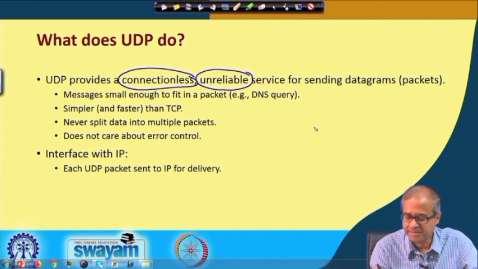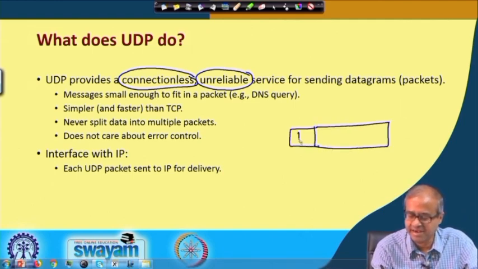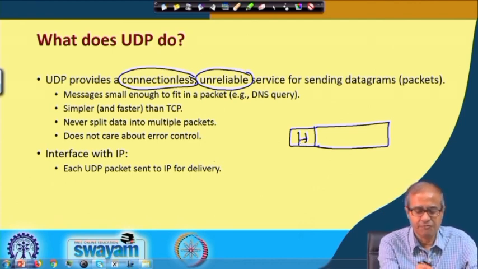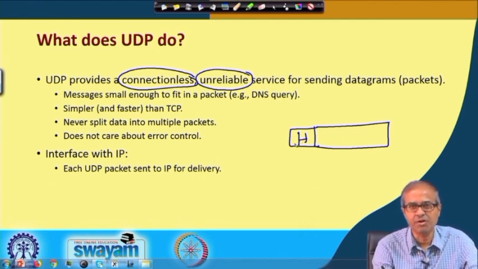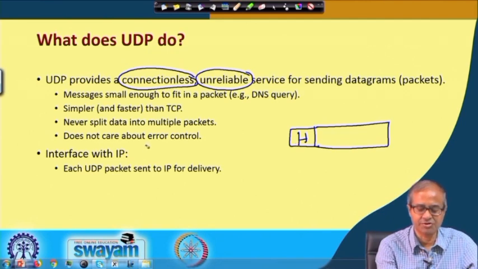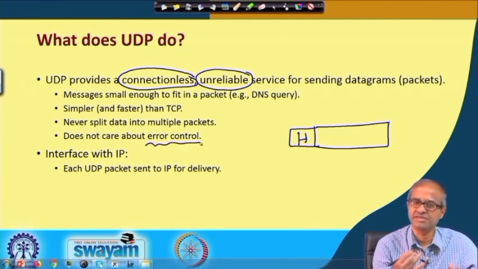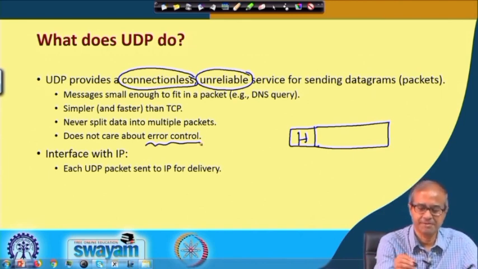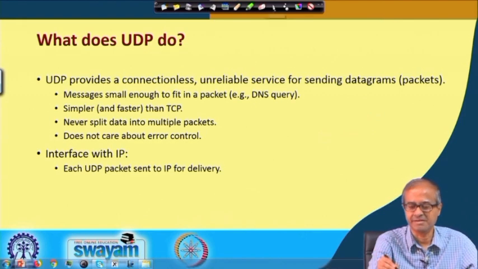UDP is faster because it is simpler. As I told you, with each piece of data some headers get added. For UDP the header is small, for TCP the header is much bigger. That is one way you can understand why it is faster. And it does not care about error control. If there is an error, let it be. Some packets are lost, fine. It does not care about it.